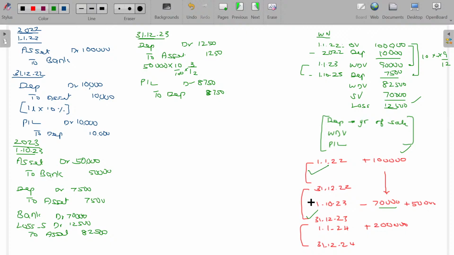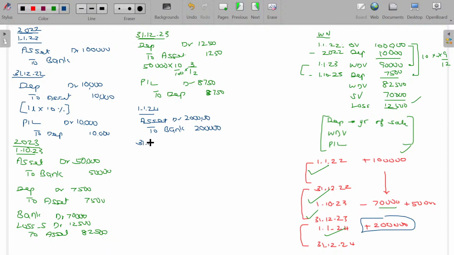Now this year is over, now we'll go for the last year. So in the last year, 1/1/24, we purchased one more asset for rupees 2 lakhs. So on purchase of the new asset, asset account debit to bank. Third asset purchase, the value being 2 lakhs. No other transaction happened in this period, so automatically go to the last date of the year.